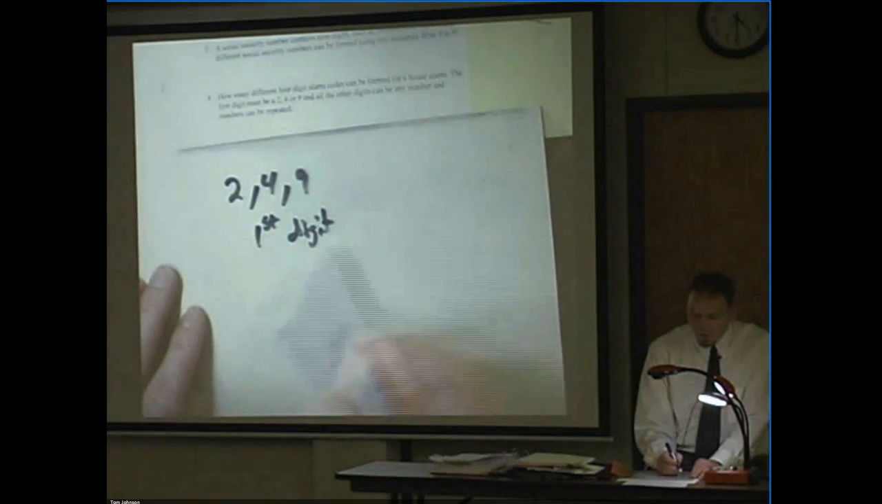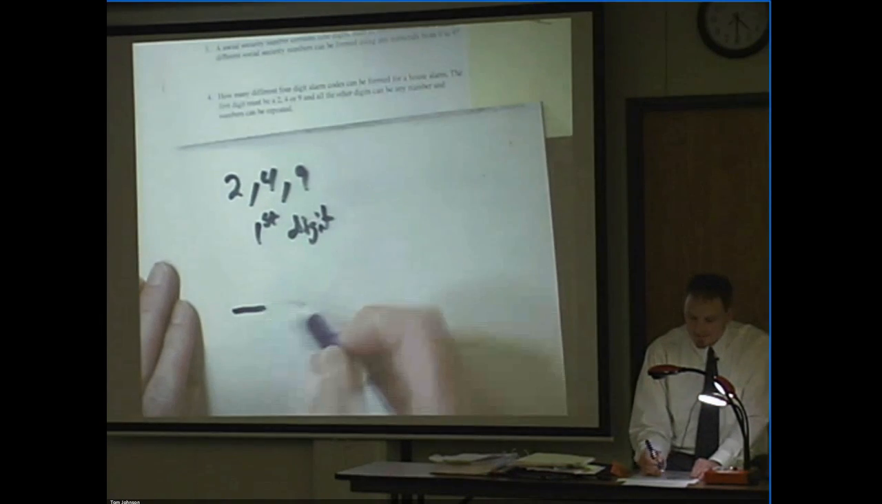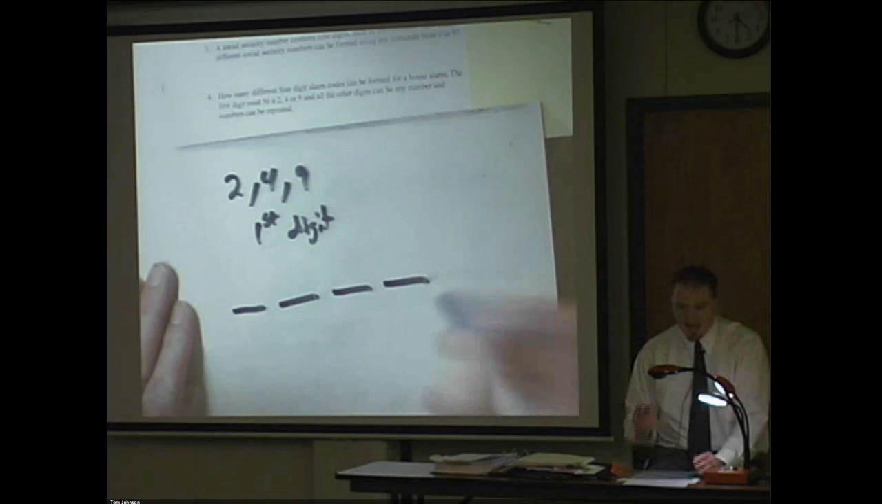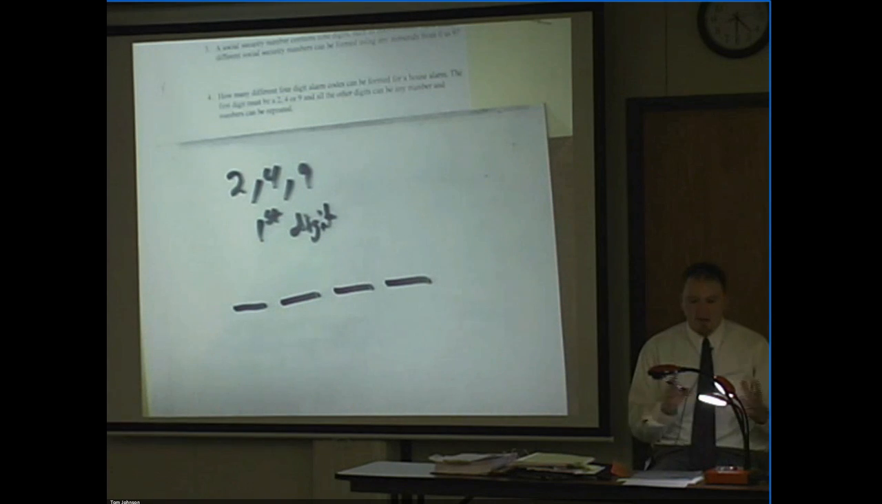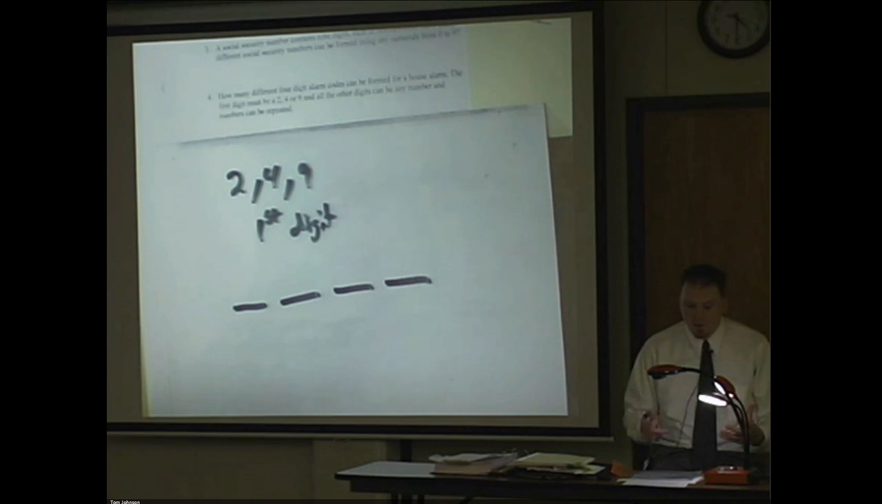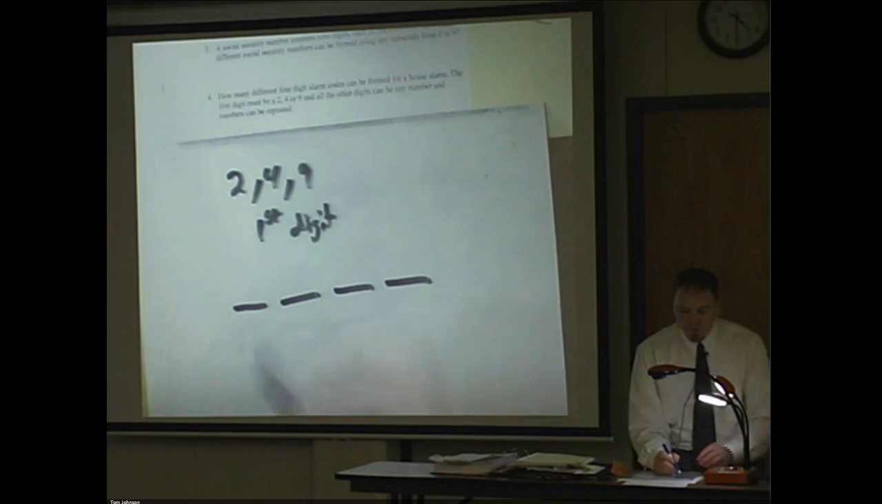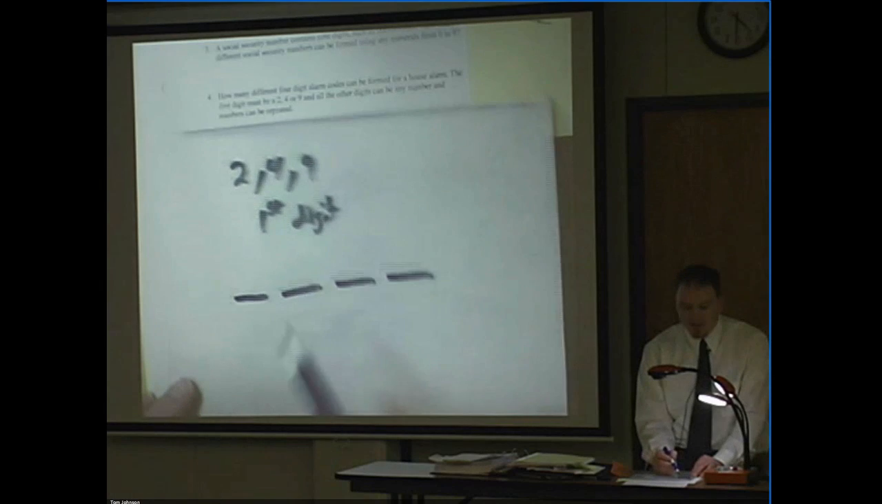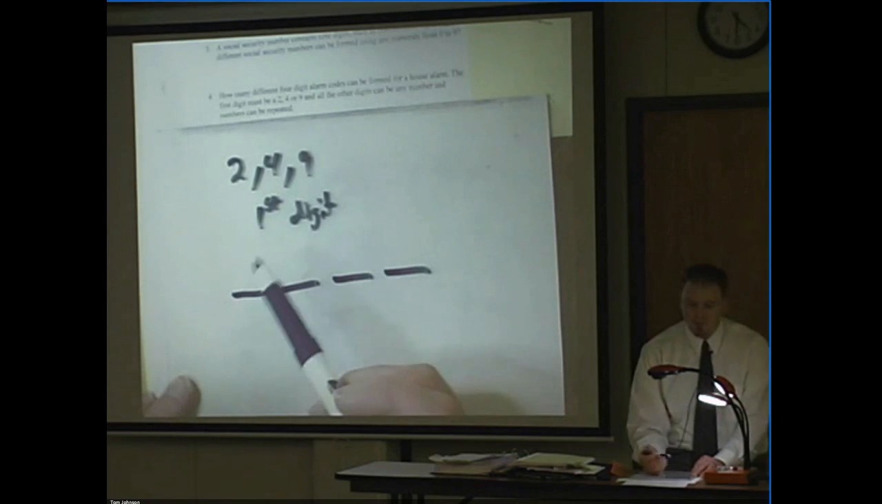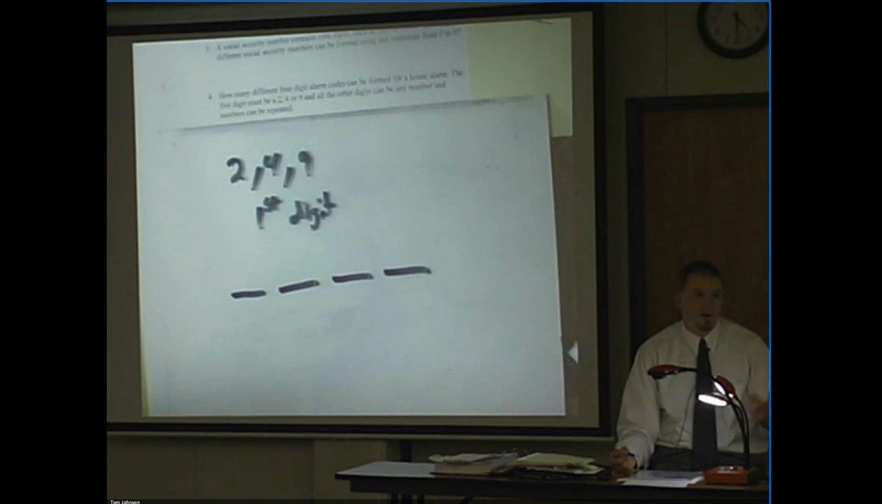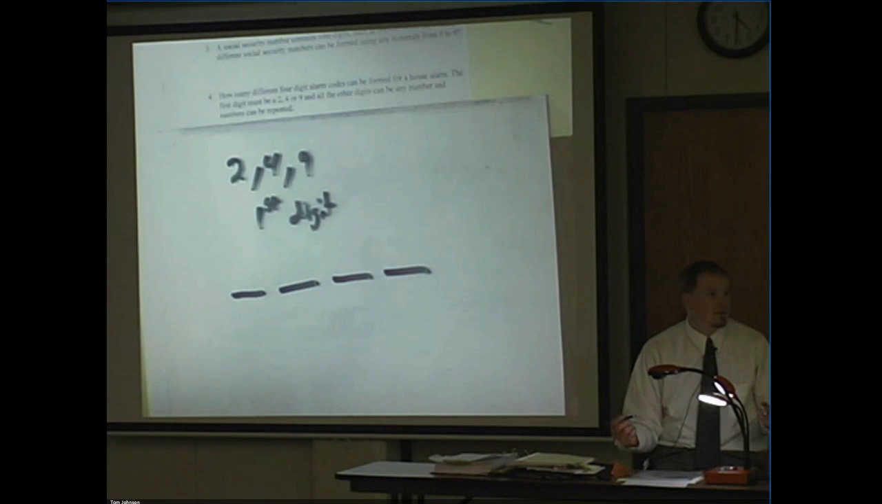Okay, so we've got a 4-digit alarm code, and again, the fundamental accounting principle is basically just telling us how many options we've got total, right? So for this first number, the first digit tells us we've got to have either a 2, a 4, or a 9. How many choices do I have? 3.